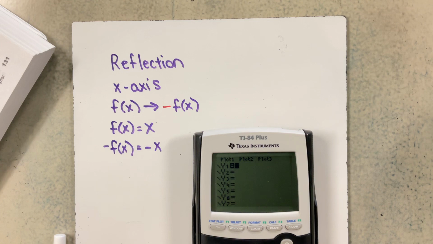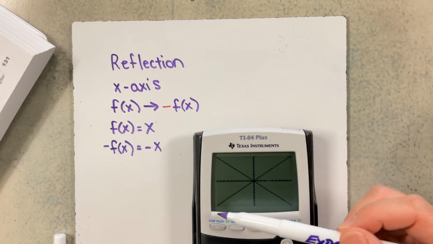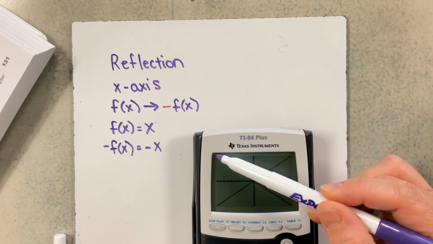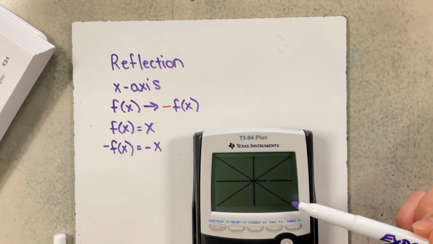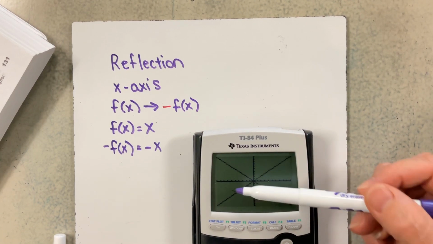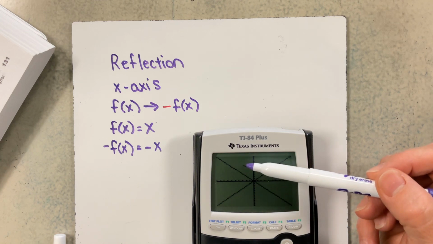So let's go back to my y equals. And now I'm going to type in a negative x. Make sure you do not use a minus. You have to use a negative. Now when I look at it, see, there's f of x. There's negative f of x. It flips it around the x-axis.